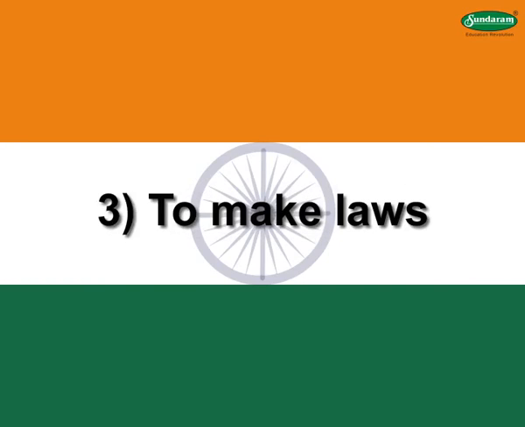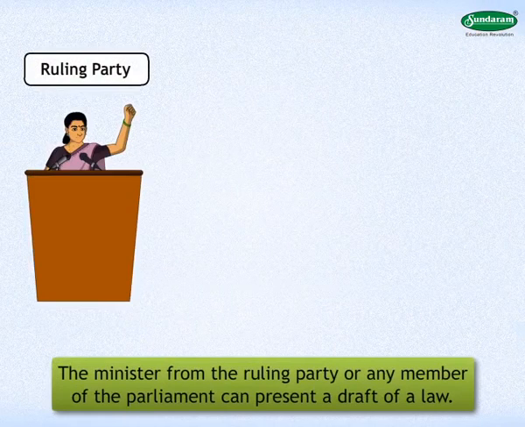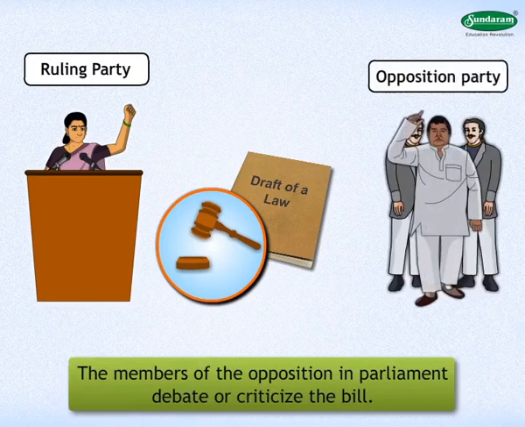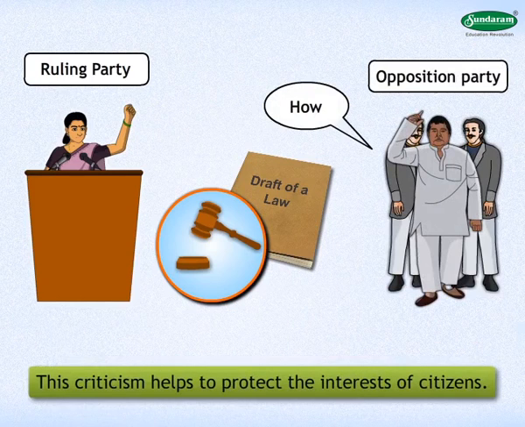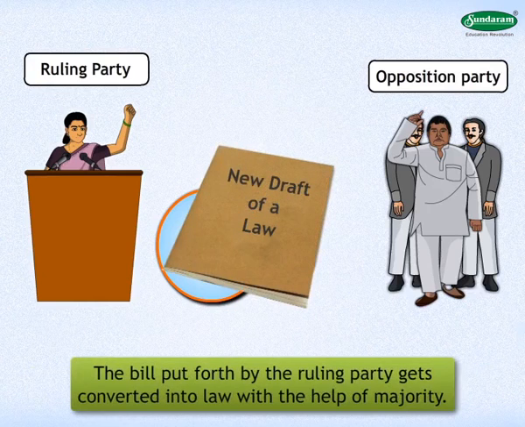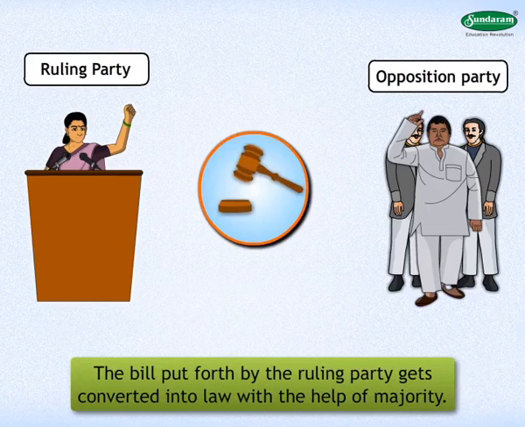3. To make laws. The minister from the ruling party or any member of the parliament can present a draft of a law. The members of the opposition in parliament debate or criticize the bill. This criticism helps to protect the interests of citizens. The bill put forth by the ruling party gets converted into law with the help of majority.